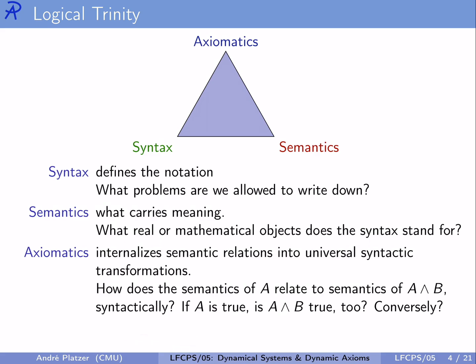For example, how does the semantics of A relate to the semantics of A and B syntactically? Well, it does so because we know that if A is true, is A and B true as well? No, it's not. But if A and B is true, then A itself is very much true. Indeed, if we know that both A is true and we know that B is true, then of course A and B itself has to be true as well. So there's syntactic relations between the formulas A, the formula B, and the formula A and B that have a semantical underpinning. And we need to make exactly the same thing work out for the logical operators.